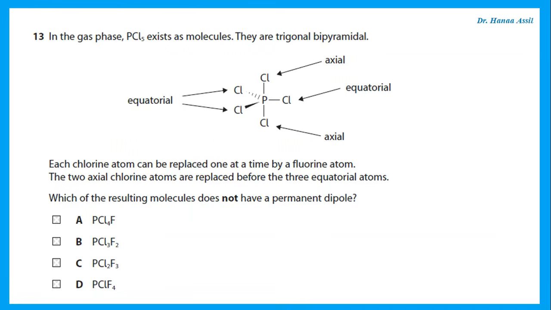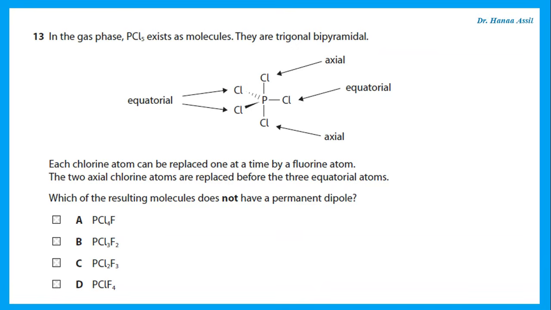In the gas phase, PCl5 exists as molecules. They are trigonal bipyramidal. So that structure we know is called trigonal bipyramidal. Each chlorine atom can be replaced one at a time by a fluorine atom. The two axial chlorines, and he already points out that the axial are the ones on top or below, are replaced before the other three equatorial atoms, which are in the same plane with the phosphorus.